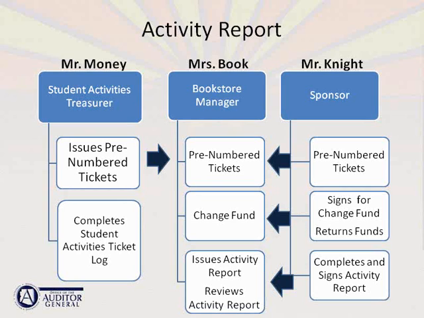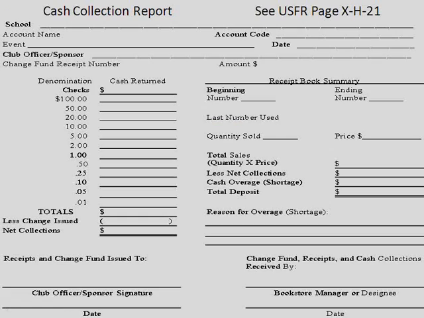Mrs. Book verifies the cash and tickets returned, the mathematical accuracy of information on the activity report, and reconciles total ticket sales to actual cash collected on the report. She also safeguards all cash collected, as well as the change fund, in the bookstore safe and maintains copies of all activity reports. If discrepancies are noted in the activity report, Mrs. Book follows up on the issues and notes the resolution in the area provided on the report.